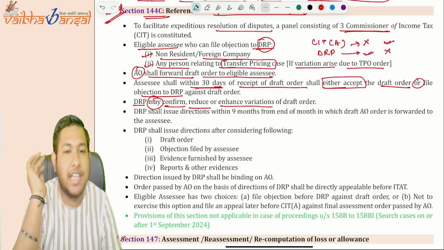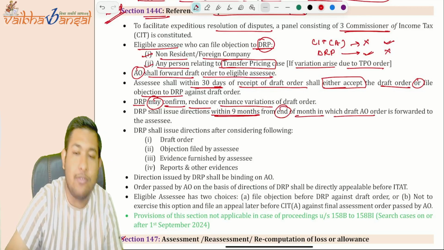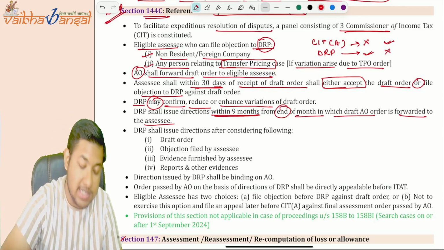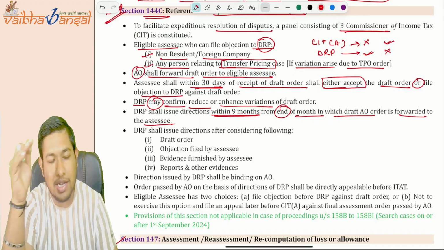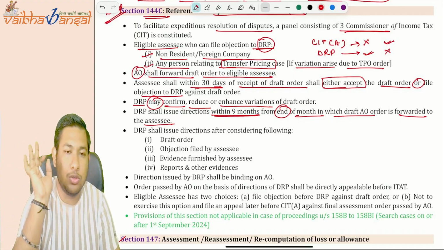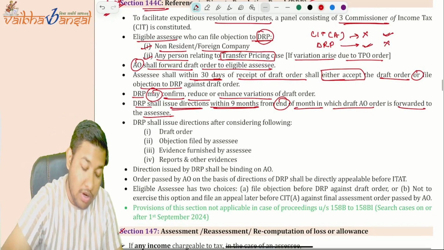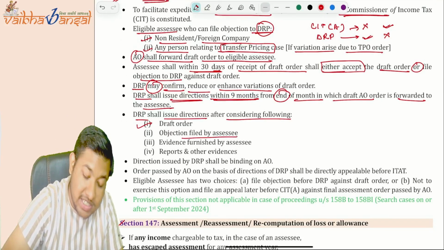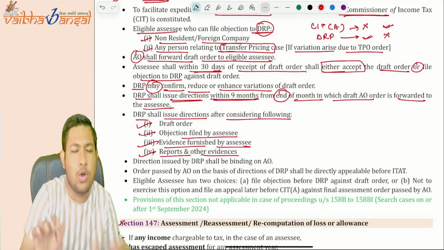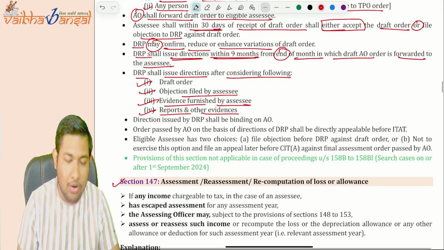Now, till what time can the DRP issue its directions? It should be issued within 9 months from the end of the month in which the draft order is forwarded to the assessee. Whenever the assessee has received that draft order, 9 months from the end of that month will be given to the DRP to issue directions. DRP shall issue directions after considering the draft order, objections filed by the assessee, evidence furnished by the assessee, reports and other evidences. All these things will be taken into consideration before the final order by the DRP.